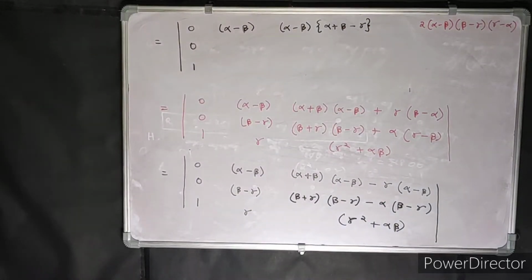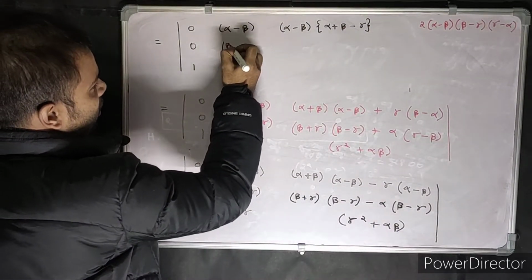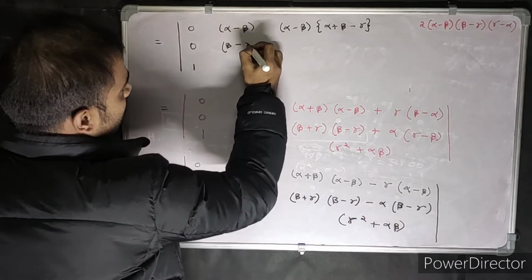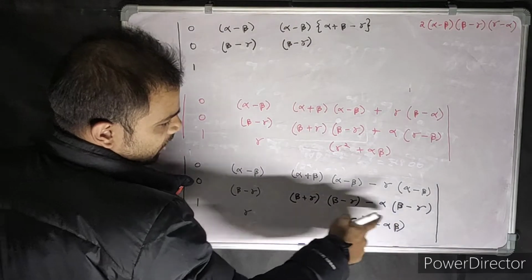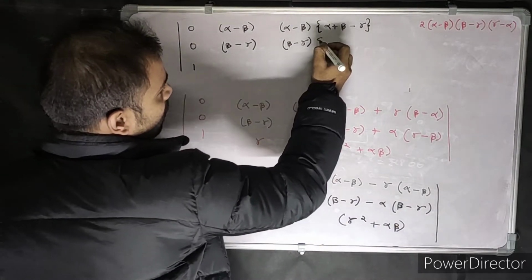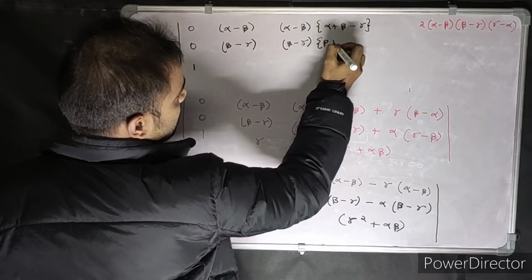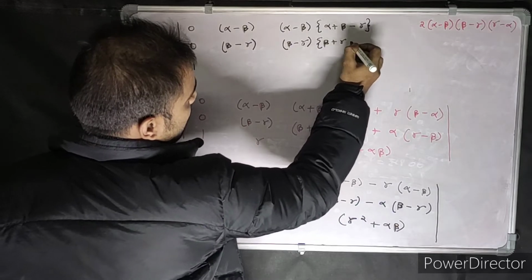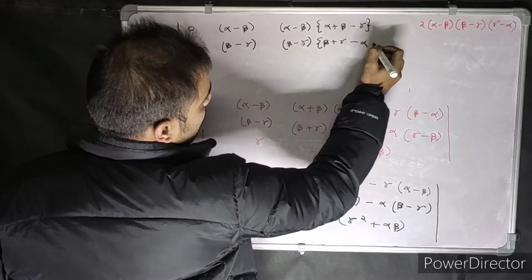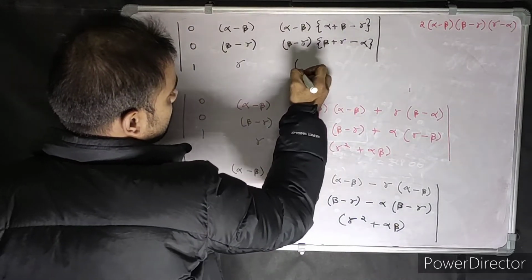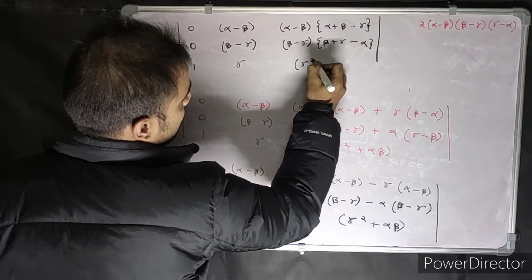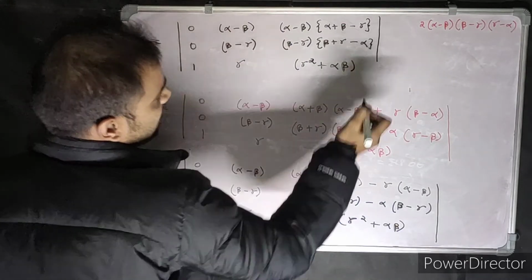Okay. Next, what do we have over here? We have beta minus gamma. Then beta minus gamma is common. See, beta minus gamma is common. Then what are you left with? You're left with beta plus gamma minus alpha. Okay, and the rest is just copied. So gamma square plus alpha beta.